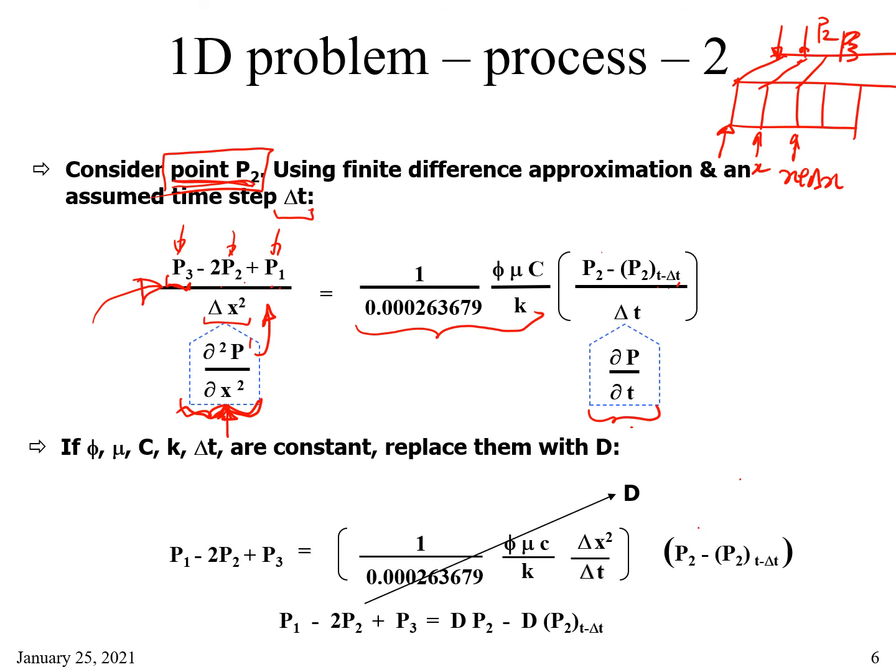This is at x. This is at x minus delta x. But here we're looking at time, right? So we are at the same point in space. It's point 2, but this is at t. This is at the current time step. This is at the previous time step. And that's why here we don't show anything, but here we show t minus delta t.